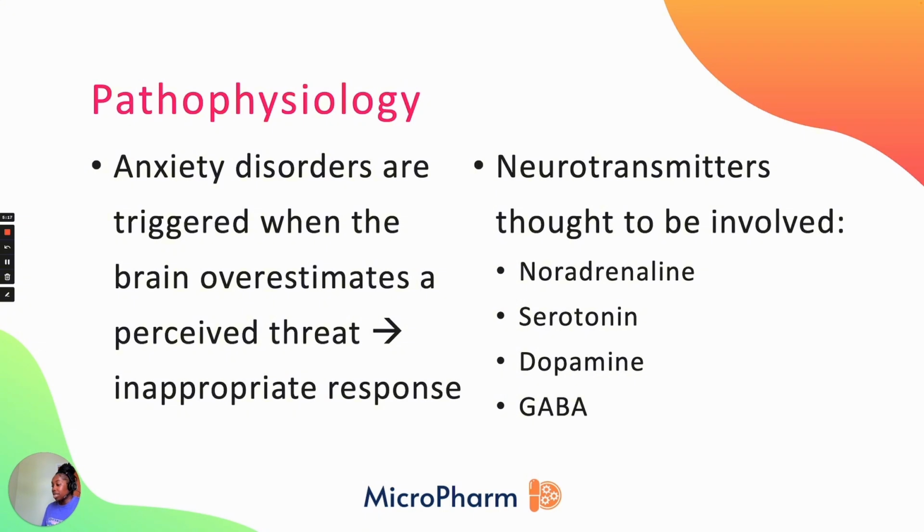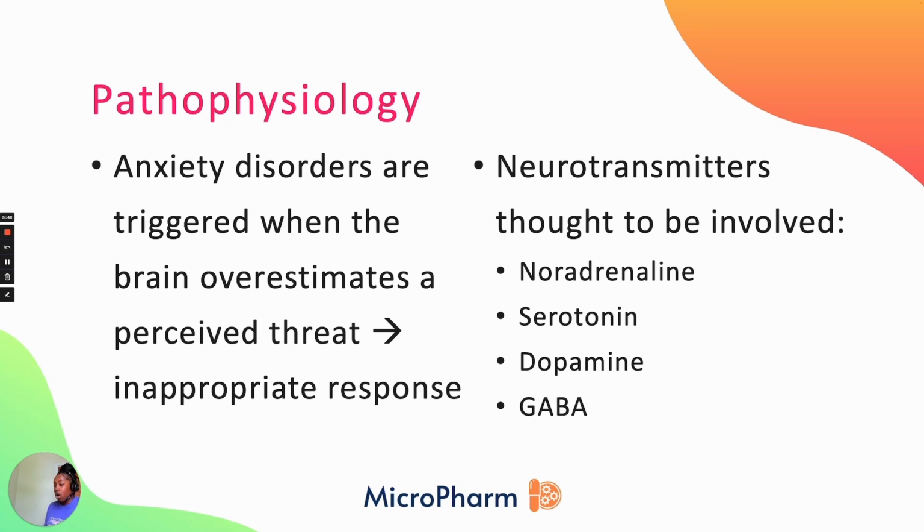So, as I mentioned, anxiety is a normal emotion and it's the brain's way of alerting us that something is wrong. But in anxiety disorders, the brain overestimates a perceived threat, which results in an inappropriate response. So, like in social anxiety, the fear of being embarrassed is perceived as a real threat to that person's life, and the brain produces a response to react to that to protect itself. The neurotransmitters thought to be involved are listed there.